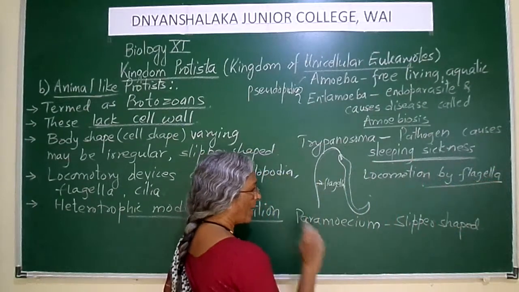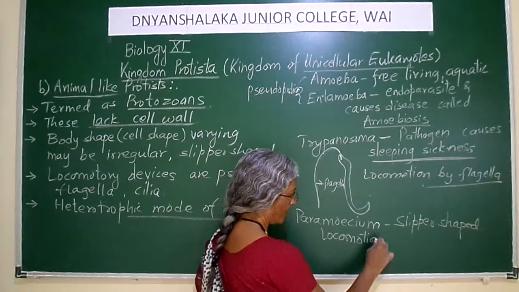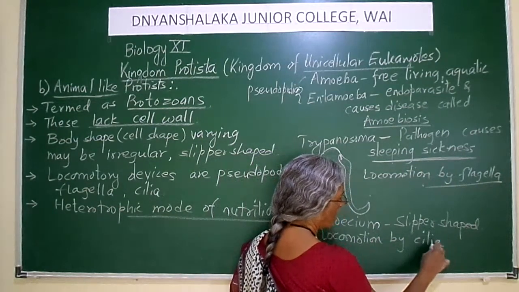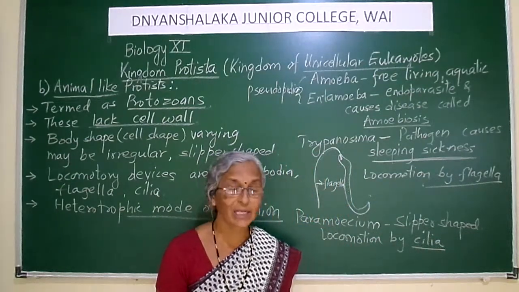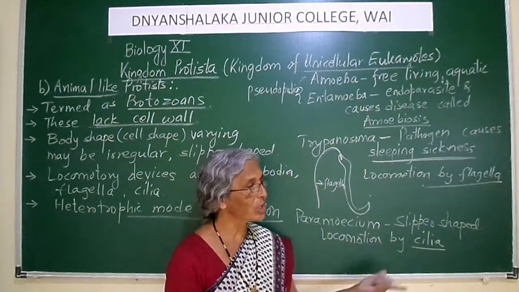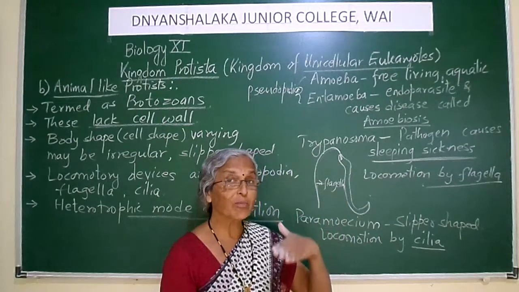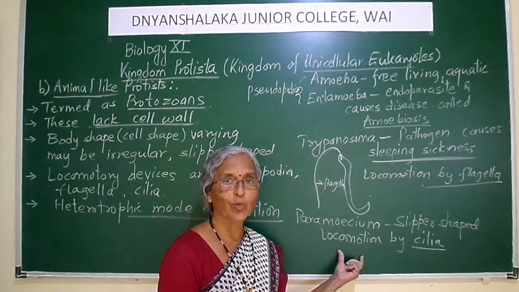Okay. In paramecium, locomotion is by cilia. Very minute hair-like structures are present all over the body, and these structures are called cilia. Singular cilium, plural cilia. And with the wave-like motions generated in the cilia, this paramecium will be moving.